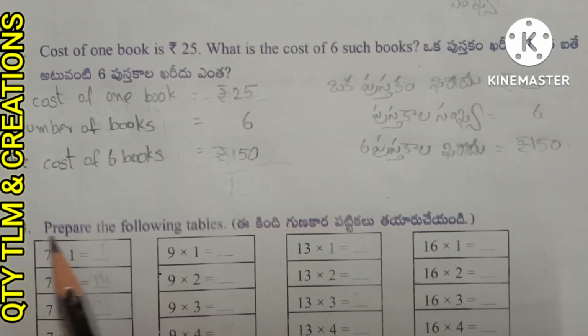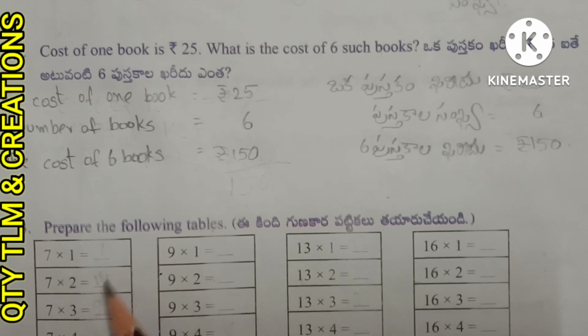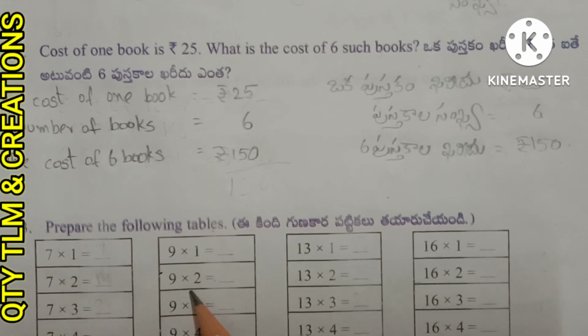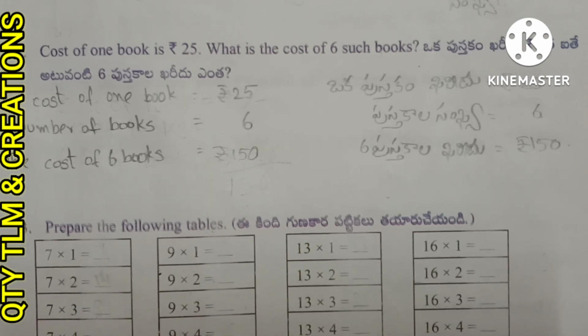Next question. Prepare the following tables. Here given 7 table, 9 table, 13 table and 16 table. You may write the 7 table, 9 table, 13 table and 16 table here.